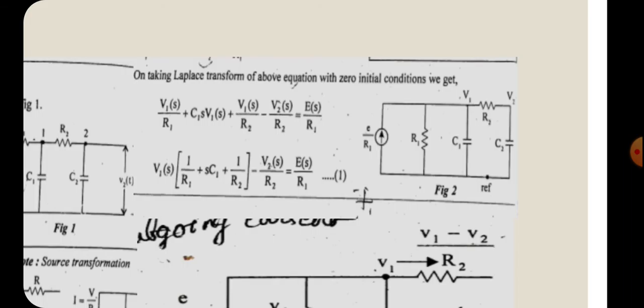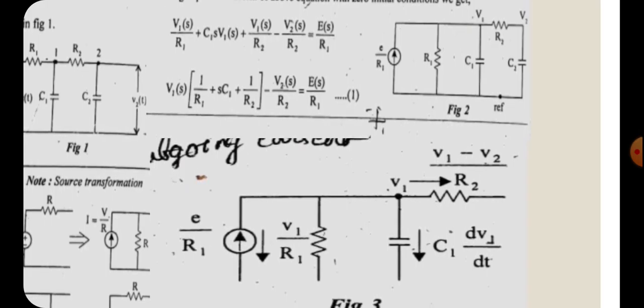That is written here, and this equation can be rearranged so that V1(s) is taken outside, and we get V1(s) into 1 by R1 plus s into C1 plus 1 by R2, minus V2(s) by R2, equal to E(s) by R1. That is equation number 1. So this is the equation corresponding to node 1, V1.